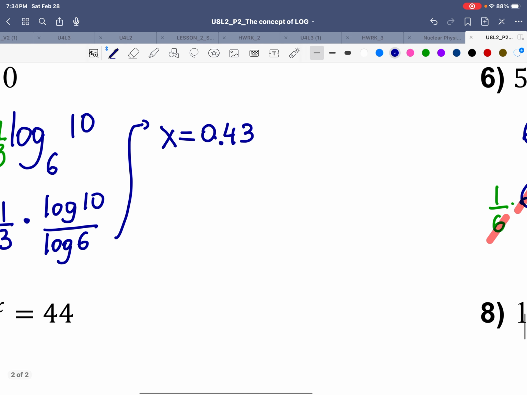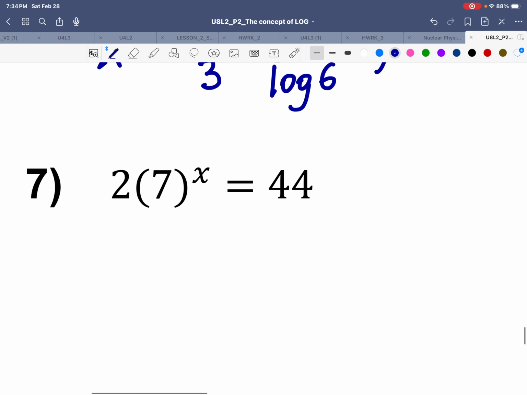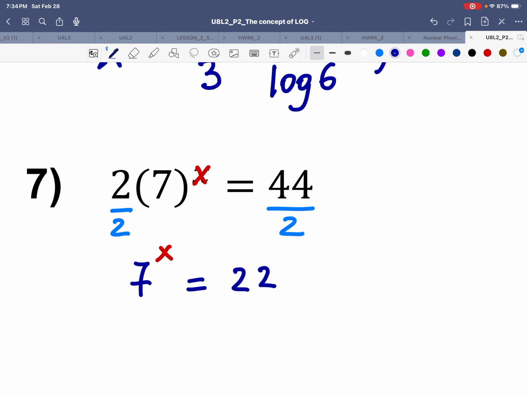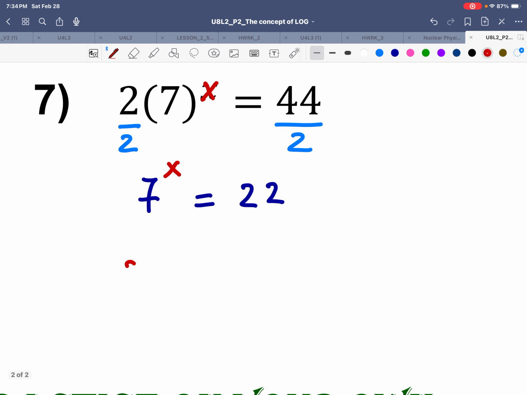Now, let's continue with another example. You have 2 times 7 to the power of x. In this case, we have x in the exponent, but we also have a coefficient in front of this exponential number. So first, we need to get rid of this coefficient. That can be easily done by dividing both sides by 2. We need to have simply the exponential number in order to convert to logarithmic form. So 44 divided by 2 is equal to 22. And now we can convert to logarithmic statement. So x equals the log with base 7 of 22.